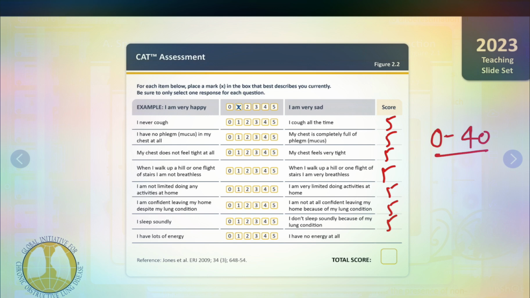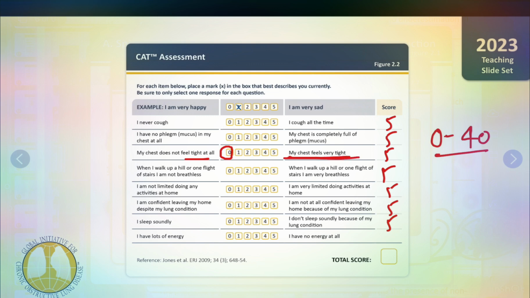grade 5. Second is mucus in the chest. If I have no mucus in my chest at all, then we give it 0 score. If the patient says my chest is completely full of mucus, then we give 5 score. Third thing is chest tightness. If my chest does not feel tight at all, then this is 0 grading. If the patient says my chest feels very tight, then this is grade 5.